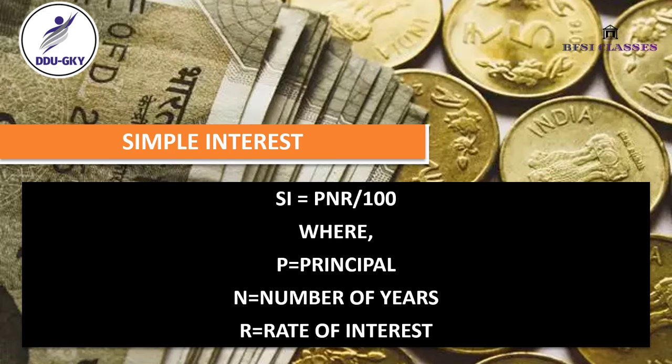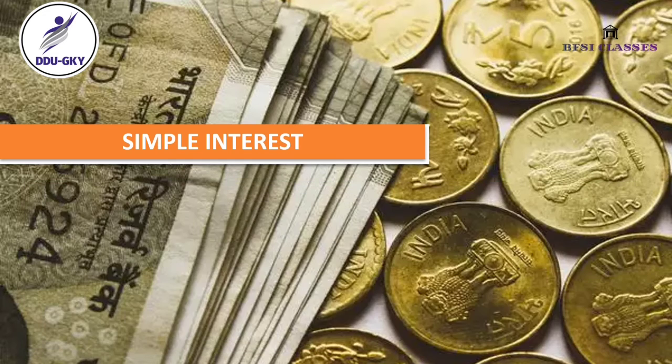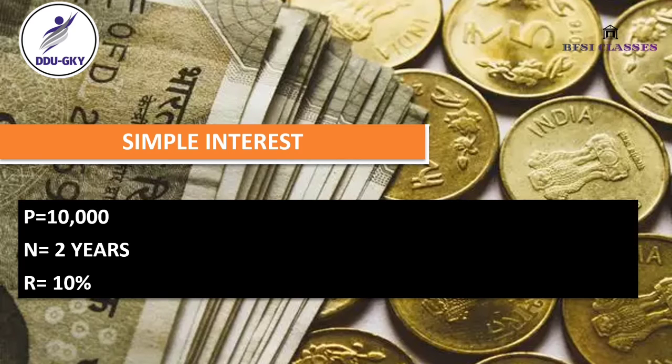So simple interest is equal to P into N into R divided by 100, where P is the loan amount, R is the interest rate, and N is the duration of the loan in number of periods. Now let us take an example of simple interest. Rahul has deposited Rs 10,000 for 2 years and the rate of simple interest is 10% per annum. After 2 years, the interest he will get is PNR by 100.